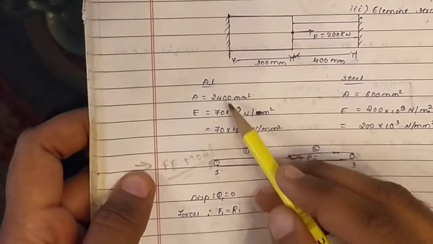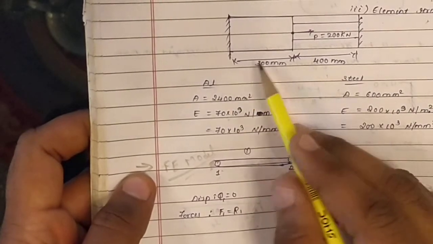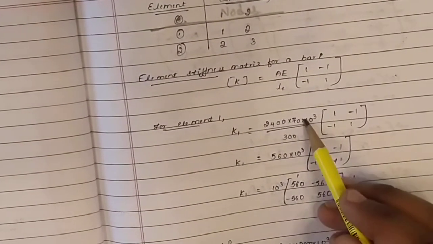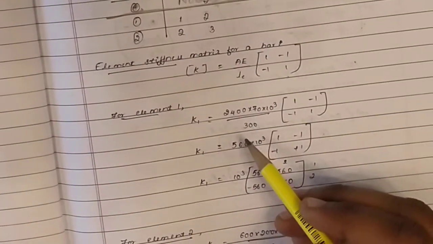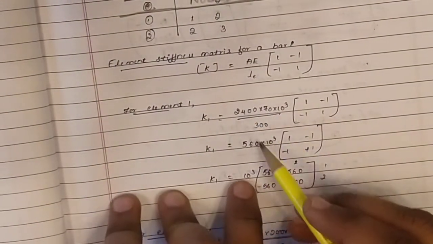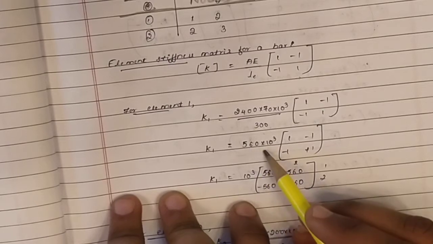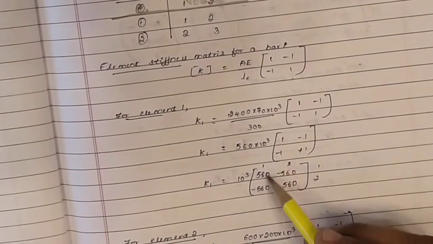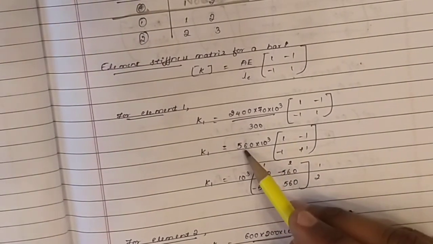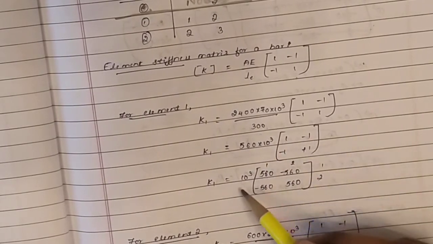Okay, so A1 E1 is this one, and L1 is 300. So A1 E1 by L1. Is this clear? So just simplify this. You will get 560 into 10 power 3. Keep 10 power 3 as common and take 560 inside the matrix. Multiply it inside the matrix.